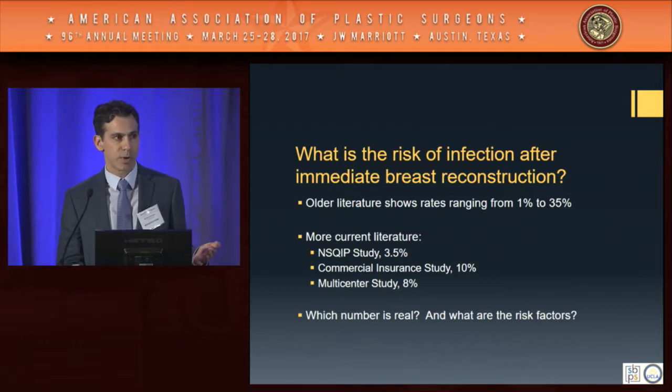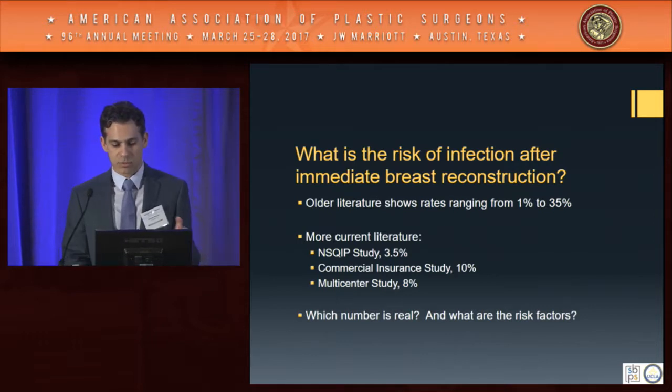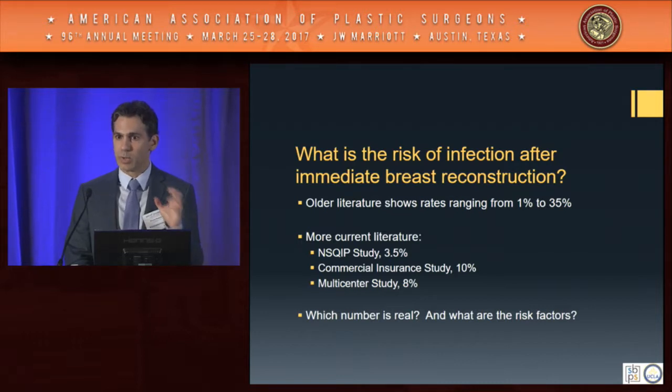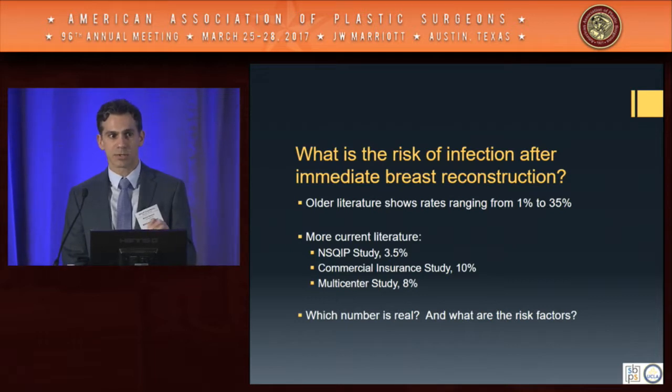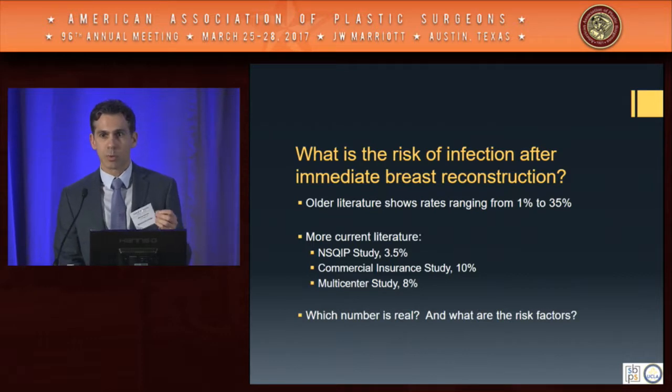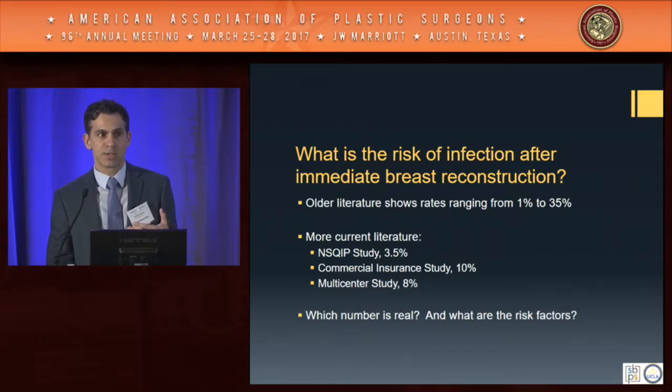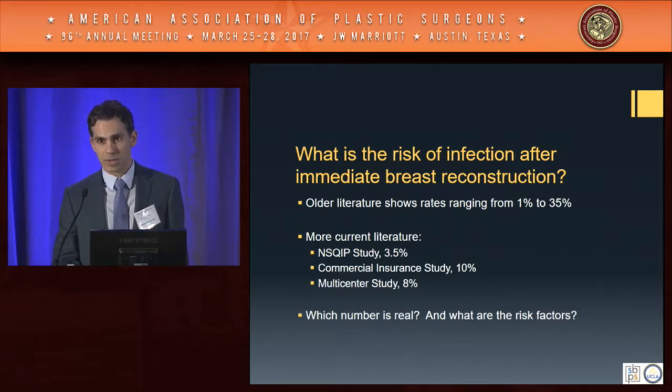And the real question that we want to try and answer is, what is that percentage? You know, when we counsel patients, what can we tell them is a realistic number of their risk of having an infection complication from their immediate breast reconstruction? And then also, what are the risk factors? Which patients are going to be more likely to have an infection? Are there some patients that maybe we should say no to about immediate reconstruction?